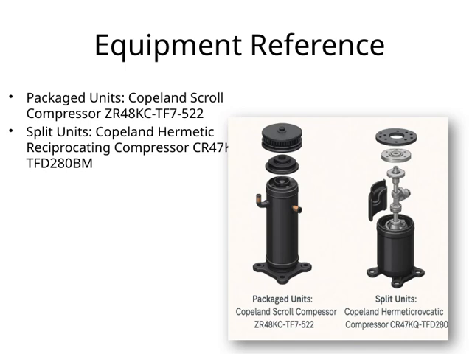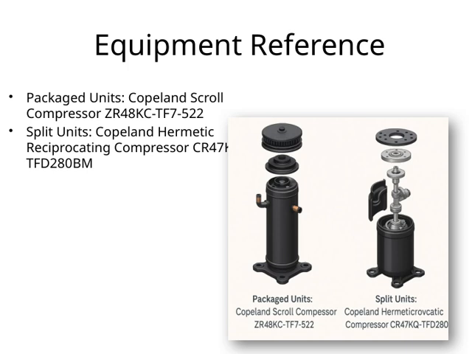For packaged units, we're using the Copeland Scroll Compressor ZR48KC TF7522. This type of compressor is known for its high efficiency and reliability, making it ideal for packaged systems where space and performance matter. On the other hand, for split units, we have the Copeland Hermetic Reciprocating Compressor CR47KQ TFD 280BM. Reciprocating compressors are often preferred in split systems because of their proven durability and ease of maintenance.